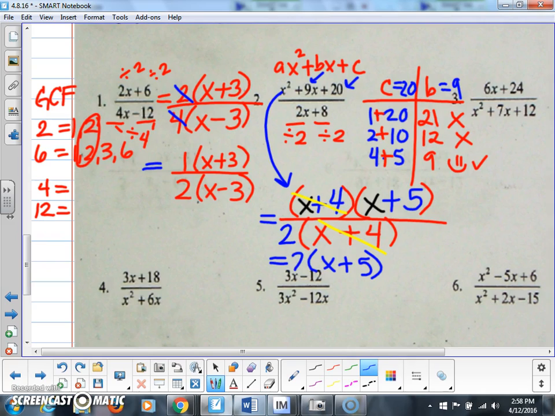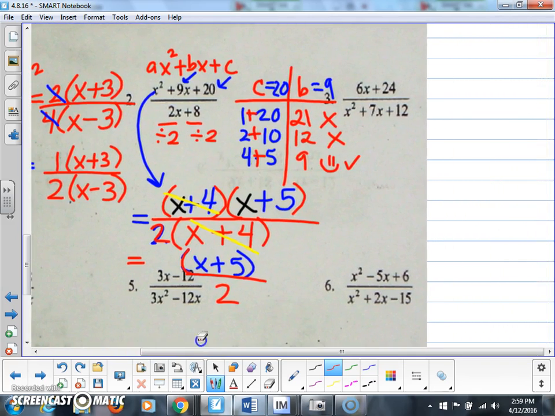So it would be x plus 5 divided by 2. Thanks, good eye. Okay, so what I forgot to do was to put the 2 on the outside. When you divide the numerator by 2, there's something else to simplify, right? Good eye.